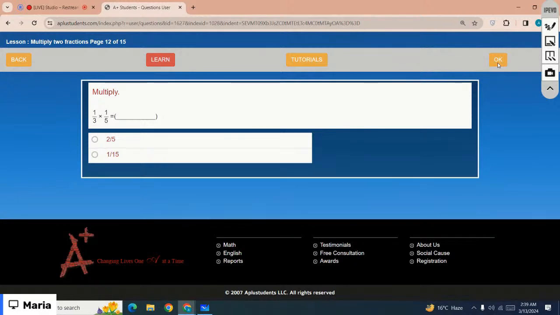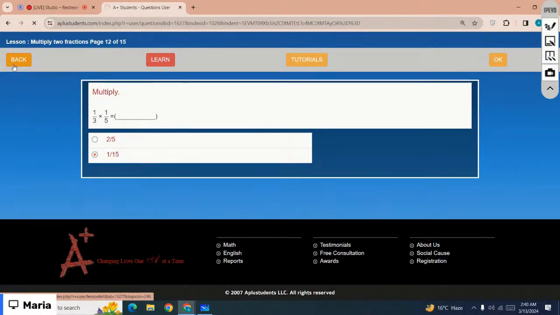1 by 3 times 1 over 5. So which is the correct option? That is 1 out of 15. Complete the lesson by yourself later today.